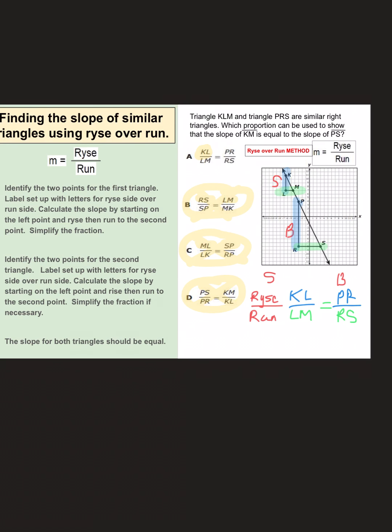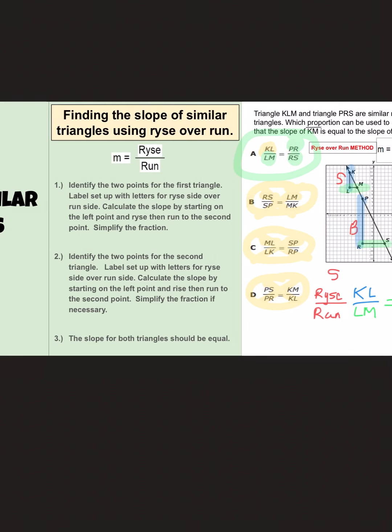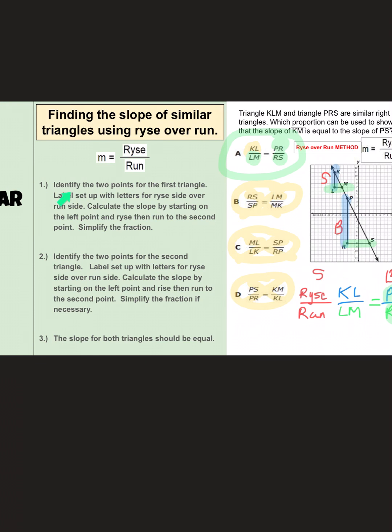So let me just confirm with the other parts. Below the KL, I should have LM. Oh, I do. Then on the other fraction, I should have PR at the top. PR at the top, RS at the bottom, RS at the bottom. So my correct setup is answer choice A. Now if I see over here in the steps, so we did the labeling of the small picture, the rise over run, and we found our answer.